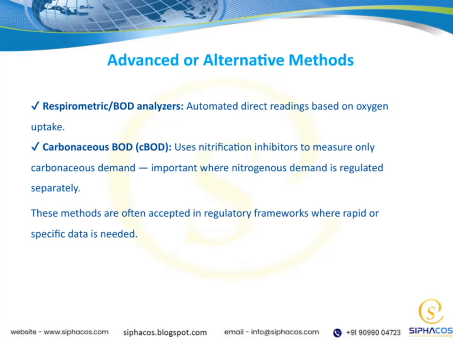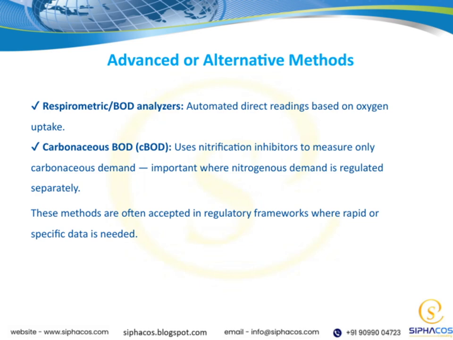Now, let's take a look at some advanced or alternative methods for measuring BOD. One of these is the use of respirometric or BOD analyzers. These devices provide automated, direct readings based on oxygen uptake, which makes the process faster and often more accurate. It's a significant step up from traditional bottle tests, especially when quick results are needed.